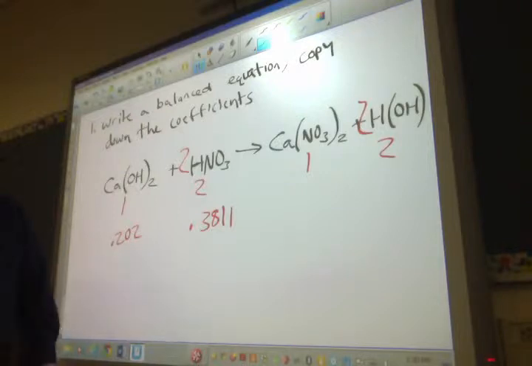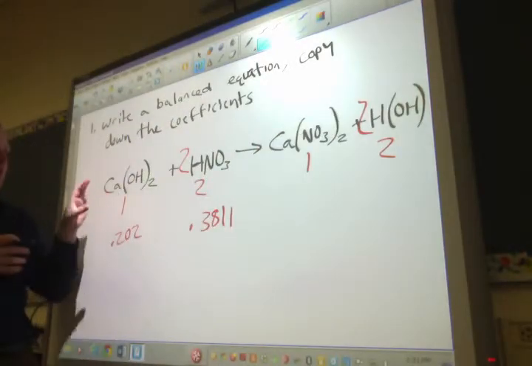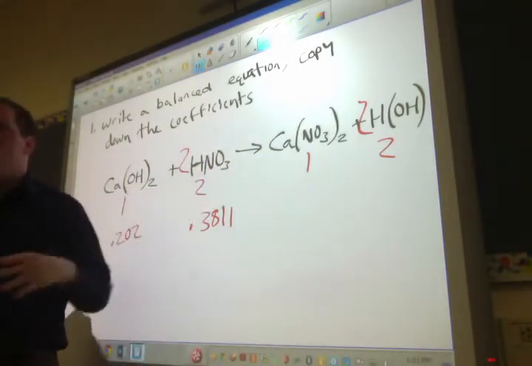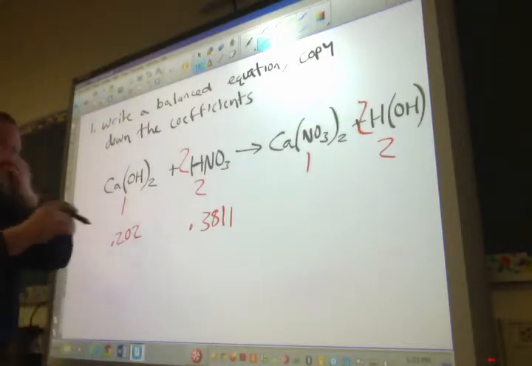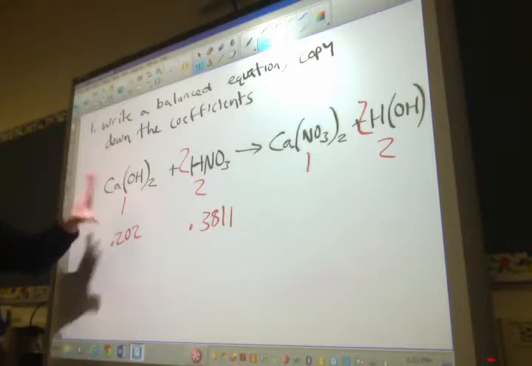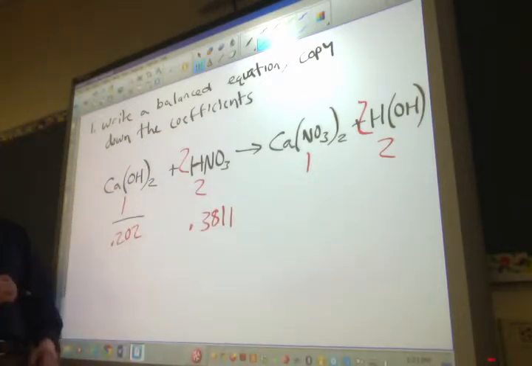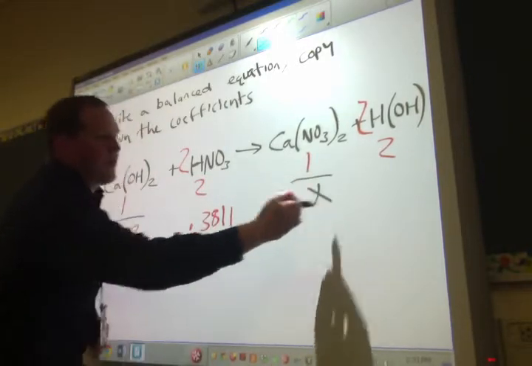You said you could do calcium hydroxide to calcium nitrate, but you wouldn't be able to do calcium hydroxide to water. You could pick either one of these, but whichever one you pick, you have to take both of these and compare to that. You'll see what I mean in just a second. Trust me. So, to find out how many moles this would produce into that, I'm going to say 1 over 0.202 equals 1 over x.